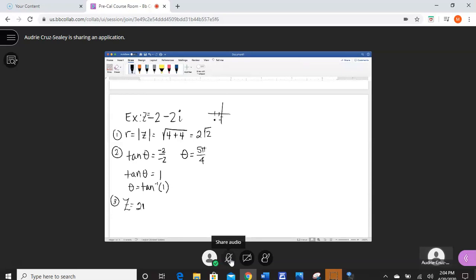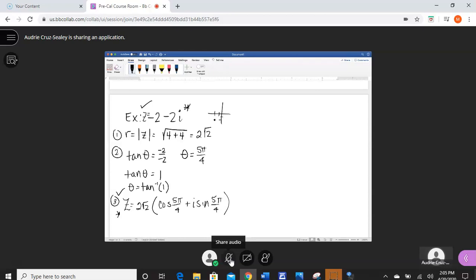So then your final step is to write z in polar form. That would be 2 square root of 2, open parentheses, cosine of 5 pi over 4 plus i sine of 5 pi over 4. This and this are the same number, except the top one's on the imaginary plane and this one's on the polar plane, but they are exactly the same number. Is that cool?